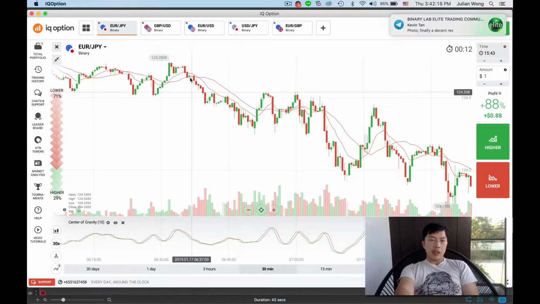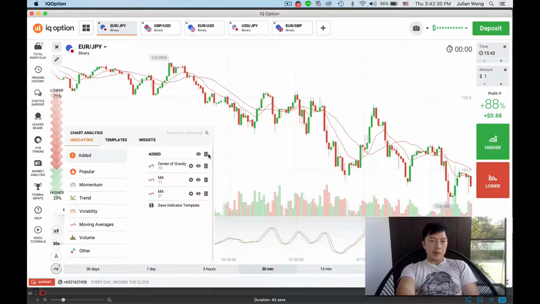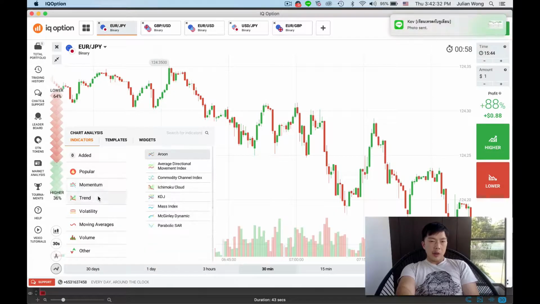If you want something to be quicker, more responsive, instead of using 11 and 21, use like a 5 and a 13. Okay, these are the common settings. Okay, so the next one I want to show you.